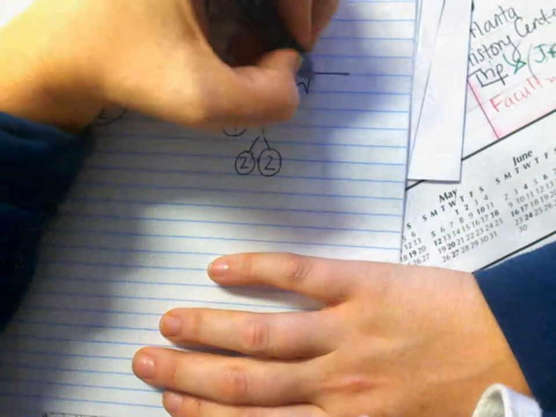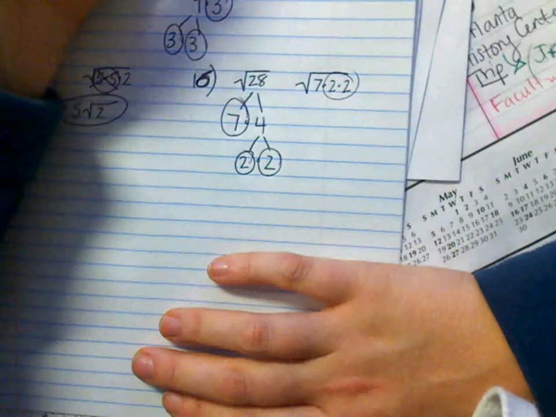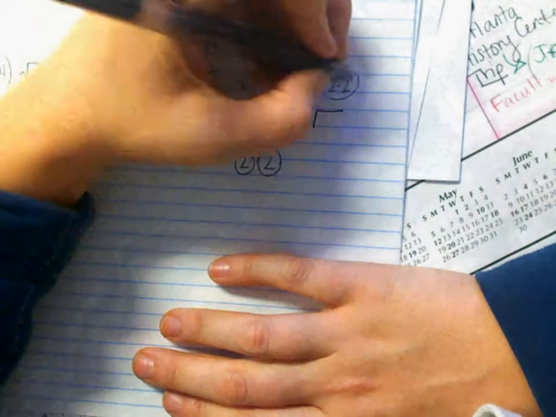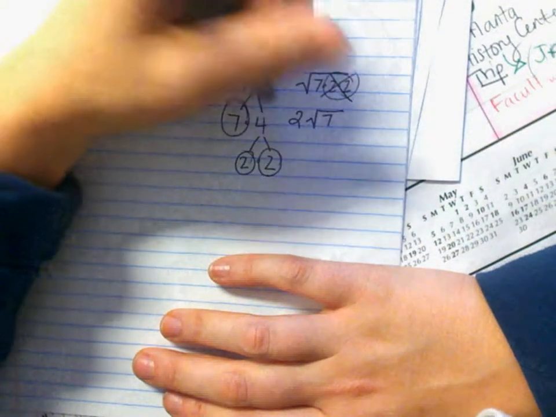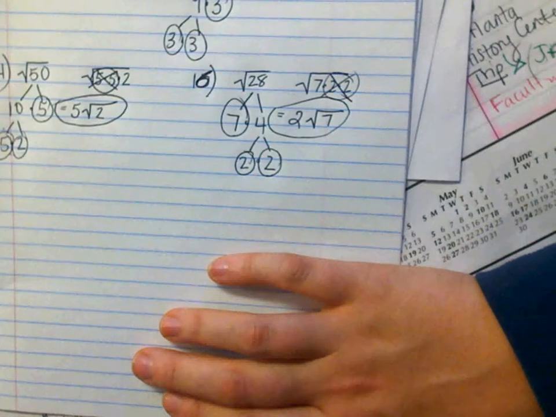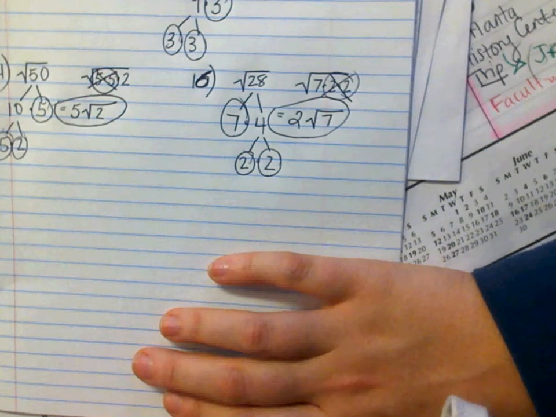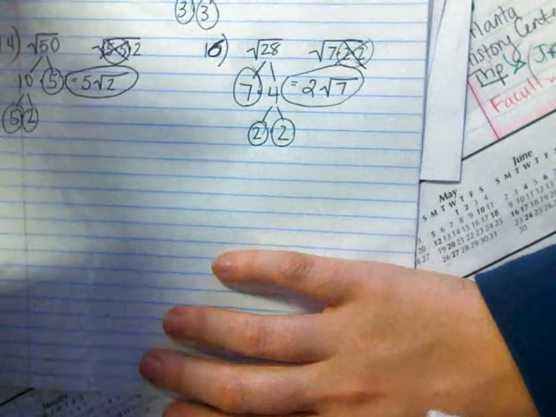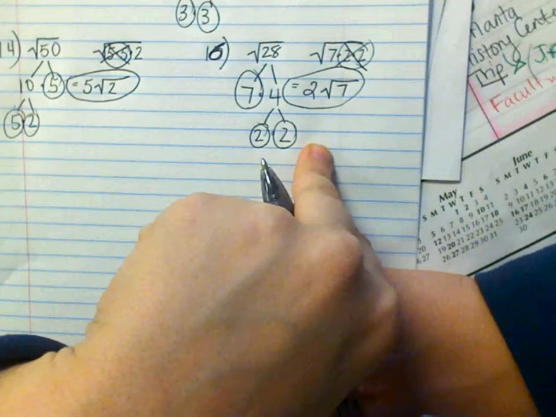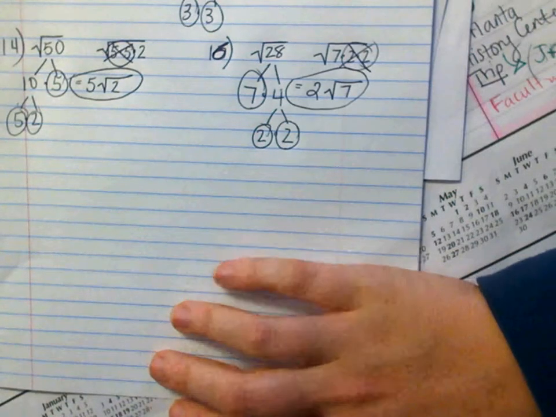Draw your new radical and put your prime factors underneath. Circle your pair, cross out your pair, and put one of those numbers on the outside. So you get 2 root 7. That's it. Remember, you can pause the video. If I'm going too fast, you can pause it and write down what you're seeing. Okay? Don't try to rush. Pause it, watch it as many times as you need to.